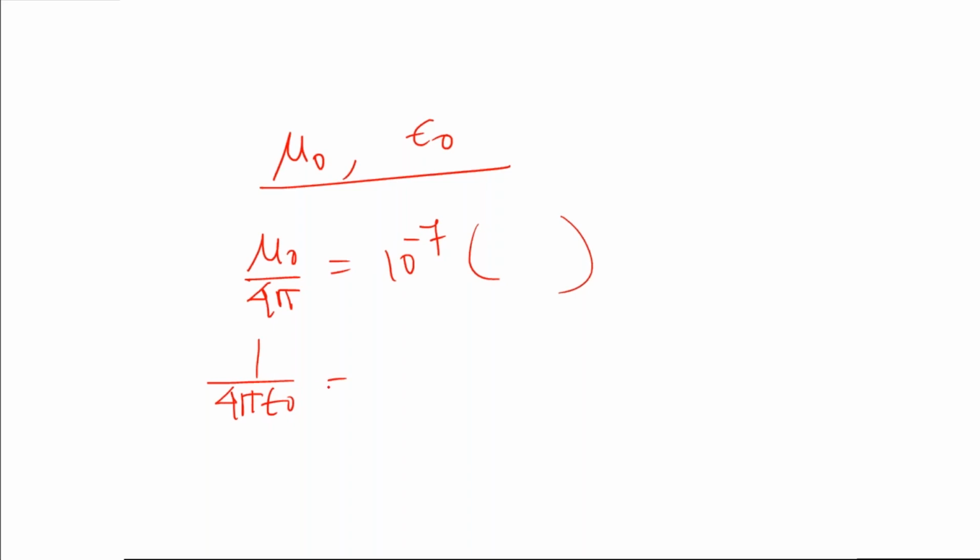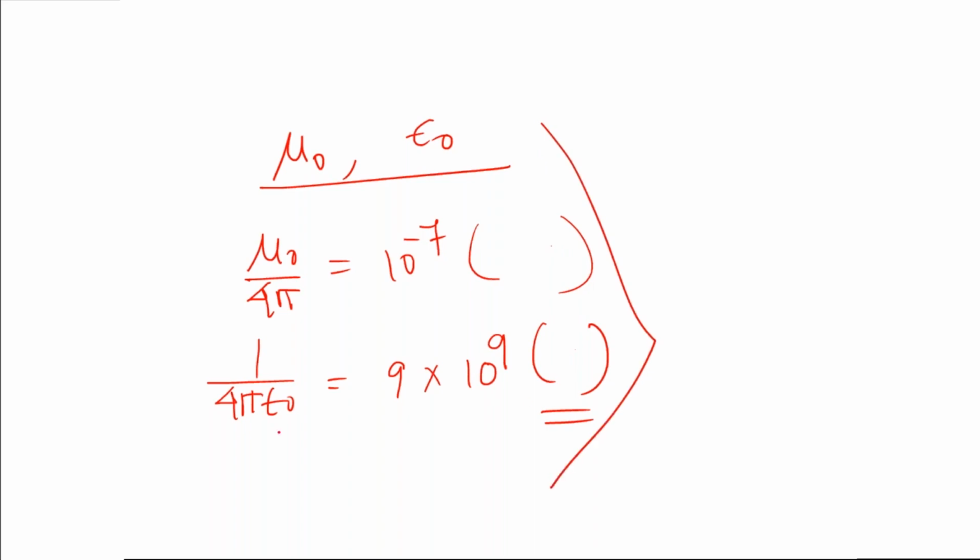Now you know 1 by 4 pi epsilon naught, right? 1 by 4 pi epsilon naught gives you 10 to the power 9, with the proper unit. I'm not taking the unit, because if I take the ratio some adjustment will be there. See, what I'm trying to show you is exactly the magnitude of this value, and you will be appreciating this.